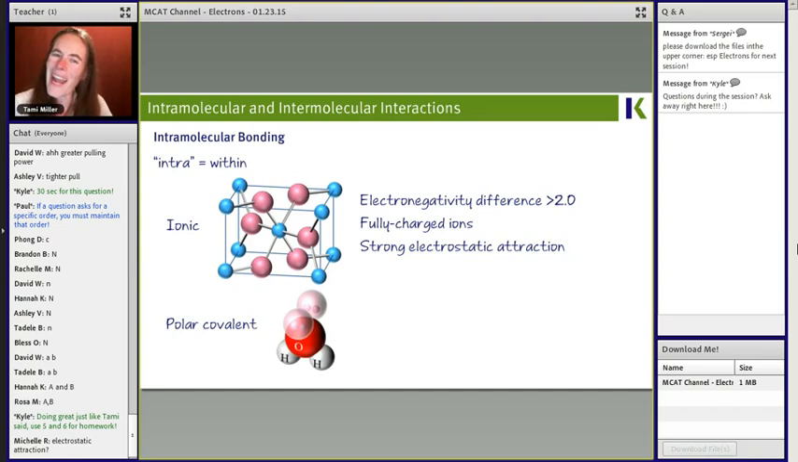We say, you can't have it completely. We're just going to share it. And a polar covalent bond is our water. So the electronegativity difference has to be somewhere between 0.5 and 2. If it's greater than 2, we actually steal an electron.